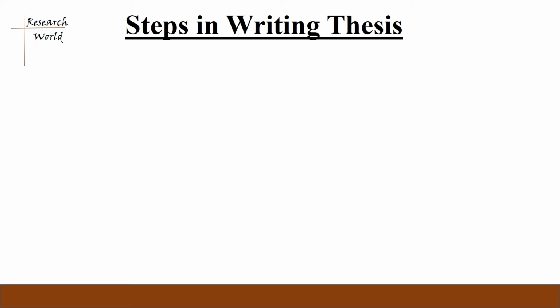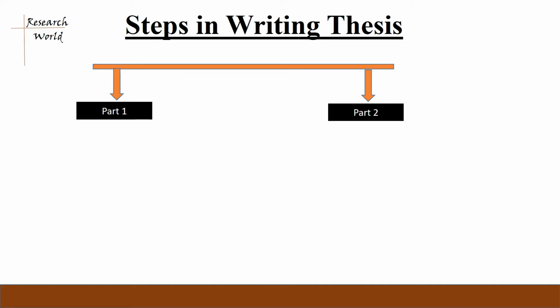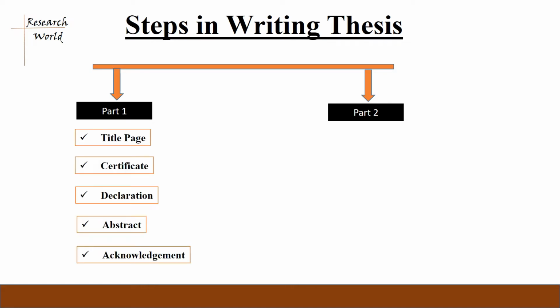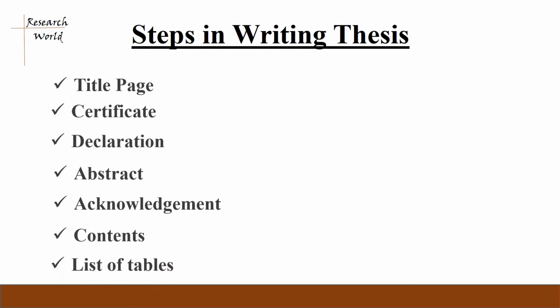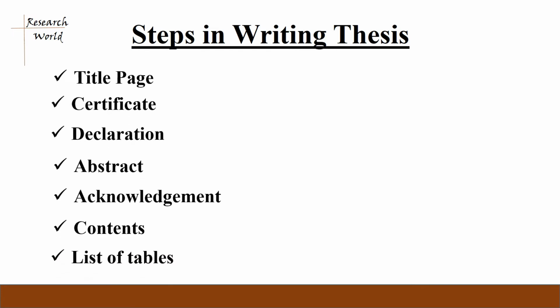Welcome to Research World. In this lecture, we will discuss the steps required in writing a thesis dissertation in detail. Writing a thesis from start to end consists of two parts. Part one consists of the title page, certificate of approval, etc., while part two consists of the chapters from introduction till conclusion. We will first discuss Part 1 in detail, which includes the title page, certificate of approval, declaration, abstract, and acknowledgement. Let's begin.